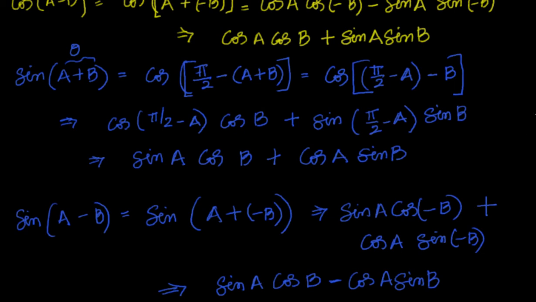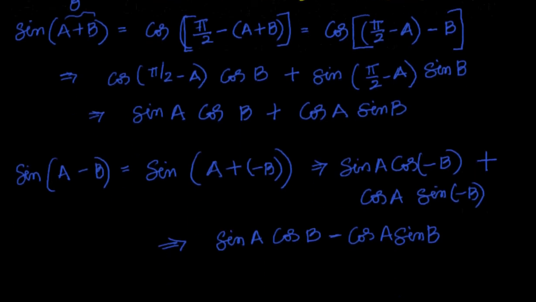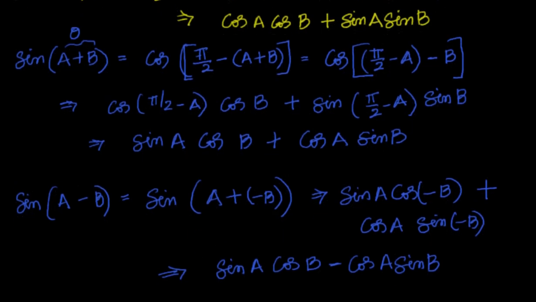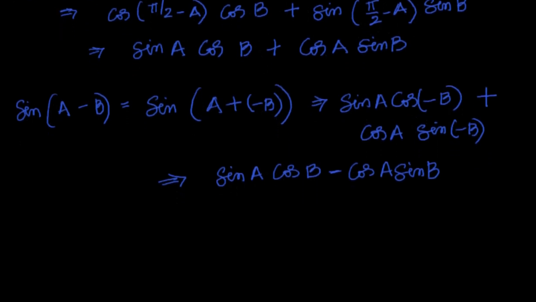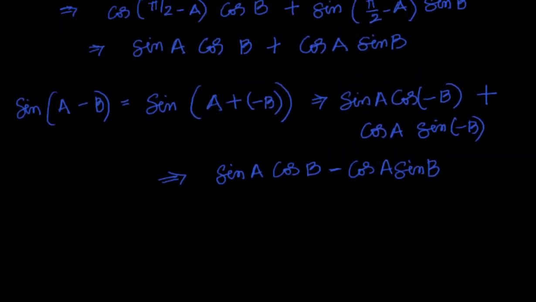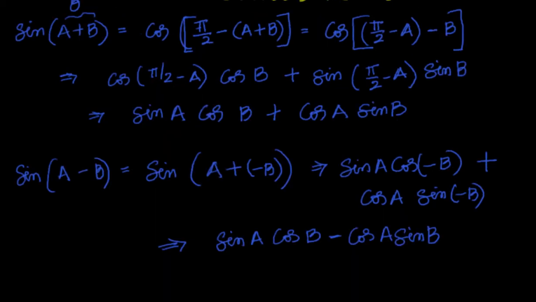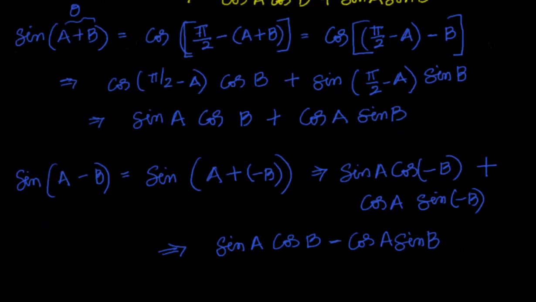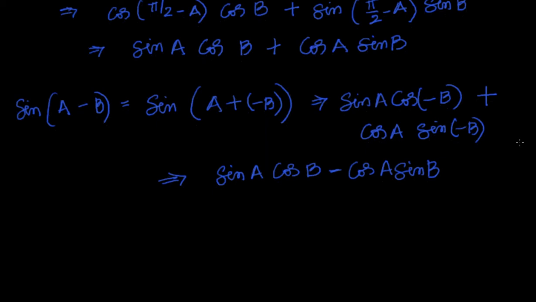Now that is how we have done sin (a + b), cos (a + b), cos (a - b), sin (a - b). Now let us also try to do tan (a + b) and cot (a + b). Now you know what is sin (a + b), you know what is cos (a + b). You want to find out tan (a + b). Let's do that. How will we do tan (a + b)?